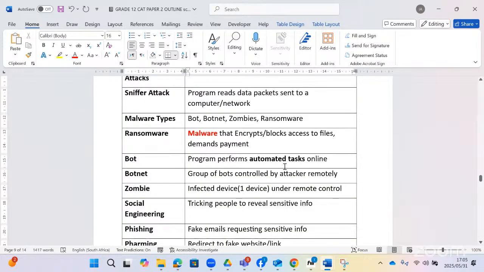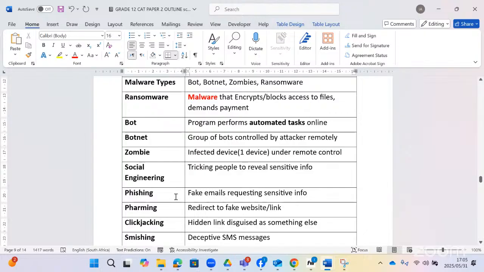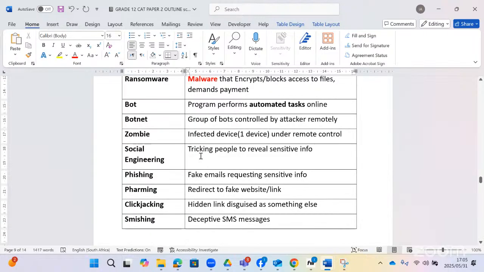But then the botnet is a group of devices. Then you should know social engineering. That is an attempt to trick people to reveal sensitive information. Examples of social engineering are phishing, using fake emails to request somebody's sensitive information.